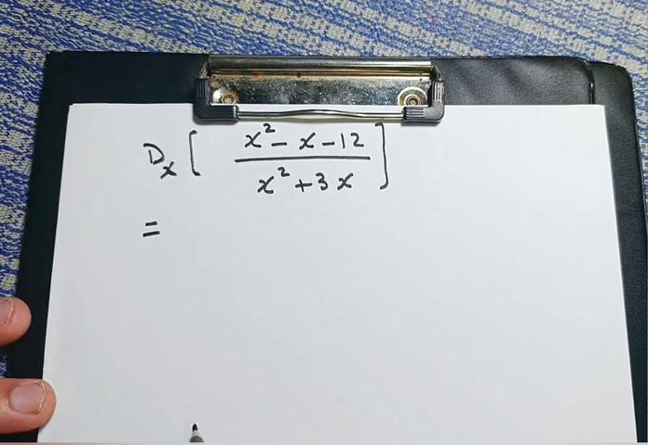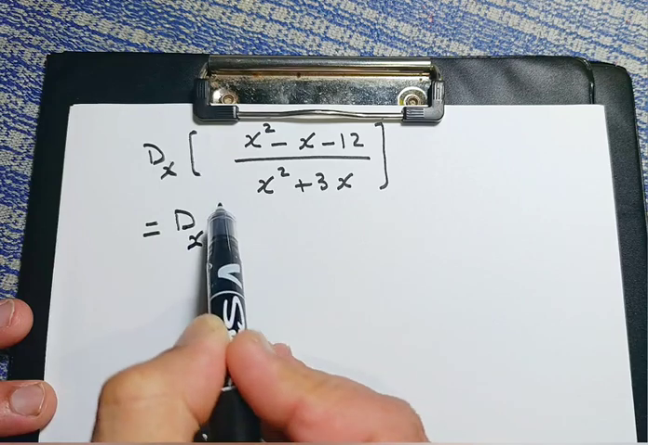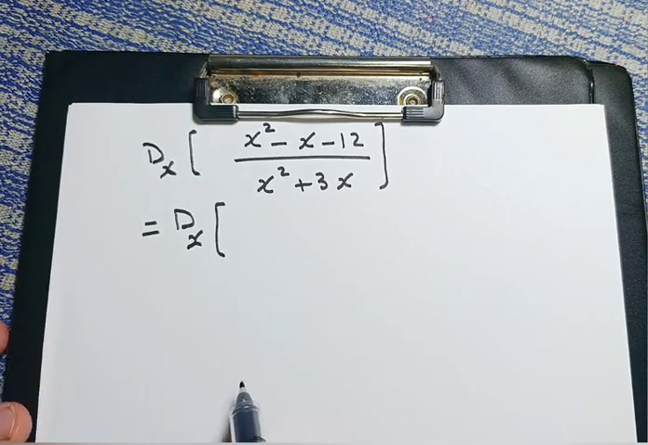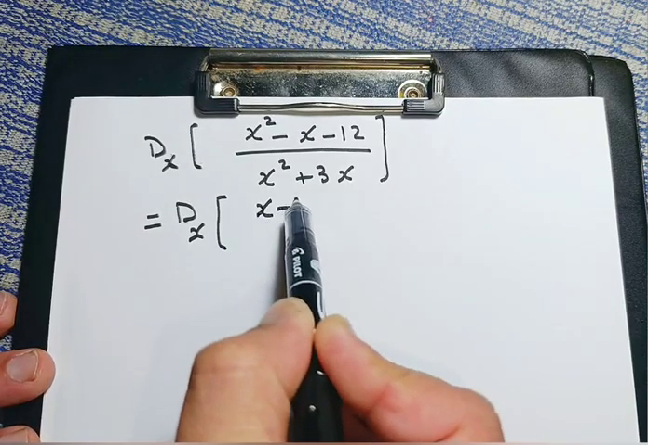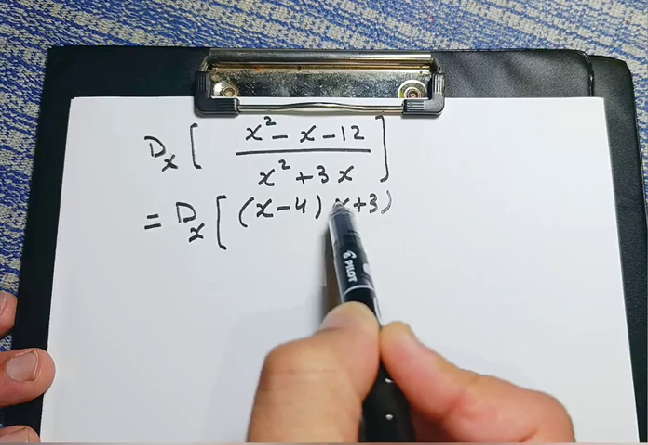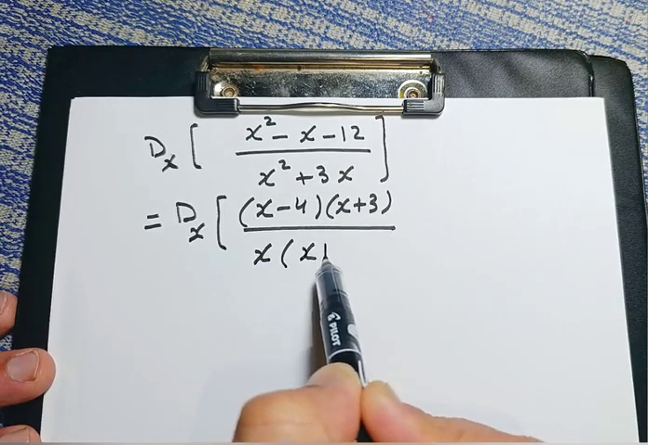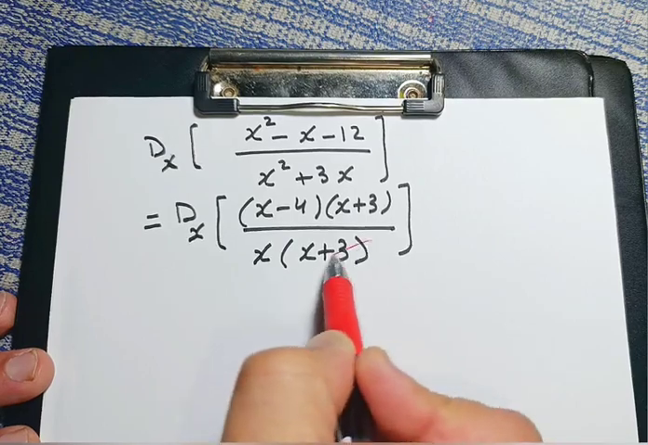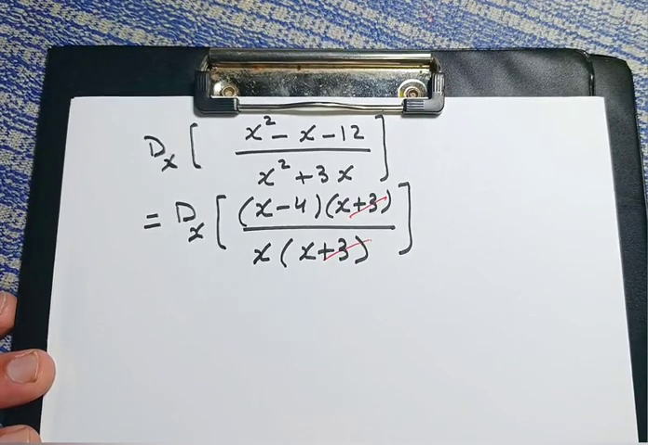Have a look here. I'm going to leave d/dx just like this, and obviously I need to first solve this expression. This is going to factorize. I can see it's going to be (x - 4) and (x + 3) in the numerator, and in the denominator the x is common, so we're left with x(x + 3). Now I can cancel the (x + 3) on both, so we're left with (x - 4) over x.